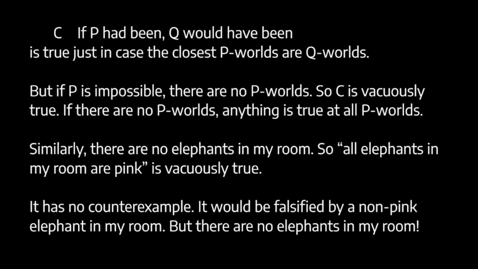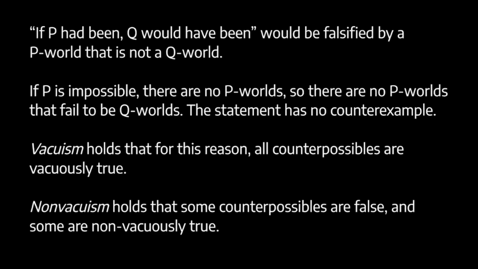All counterpossibles are going to be vacuously true for the same reason. So if P had been, Q would have been, that would be falsified by a P world that is not a Q world, by a world where P obtains and then Q does not obtain. So it's going to be vacuously true when P is impossible, because if P is impossible, there are no P worlds that fail to be Q worlds. So there is no counterexample to the statement. So, according to vacuism, then, all counterpossibles are vacuously true.